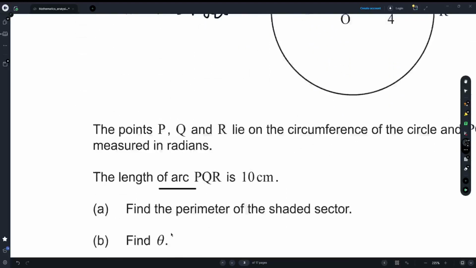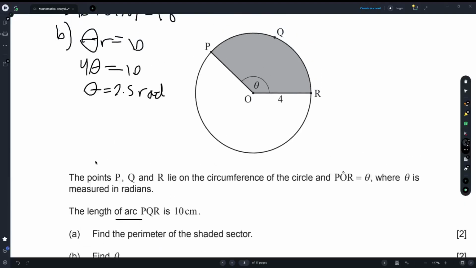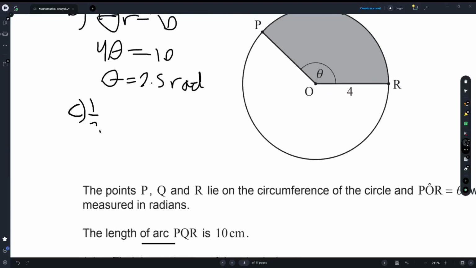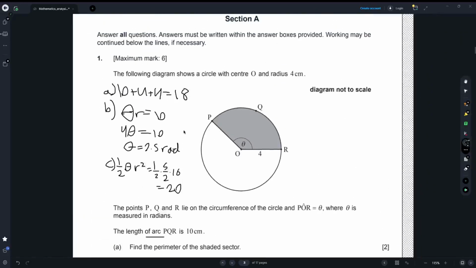Alright, finally, part C, the area of the shaded sector will just be half theta r squared, which is equal to half times 2.5, or we'll write this as 5 over 2 for now, times 4 squared, which is 16. So it's just 16 times 5 over 4, which is 80 over 4, which is 20. Alright, that's it for question 1. Moving on to question 2.